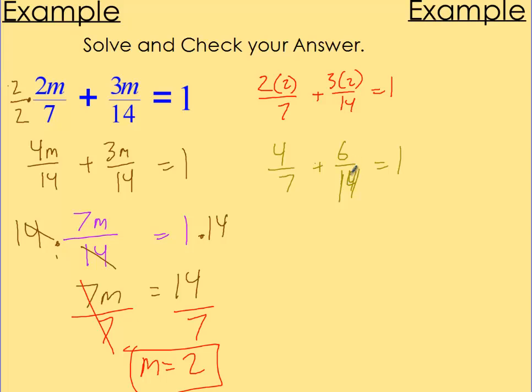Okay, 6 14ths. We got to combine these fractions here. Well, 6 14ths actually can be reduced to divide both by 2. I get 3 sevenths. So I have 4 sevenths plus 3 sevenths equals 1. Well, 4 plus 3 is going to be 7 sevenths equals 1, and that reduces to 1, which equals 1. And that checks out. And that's it.